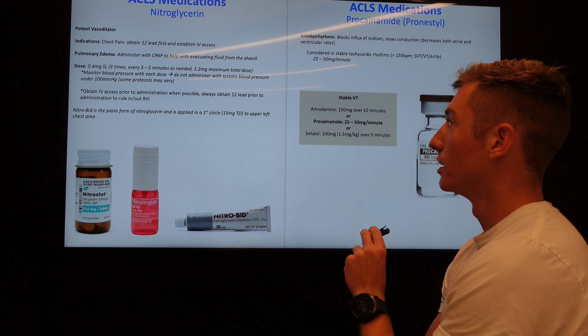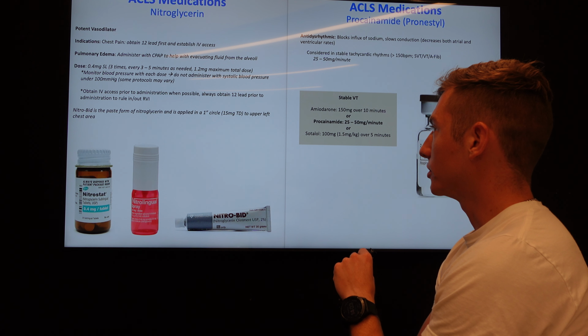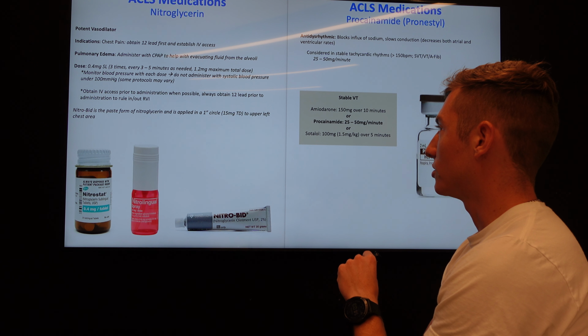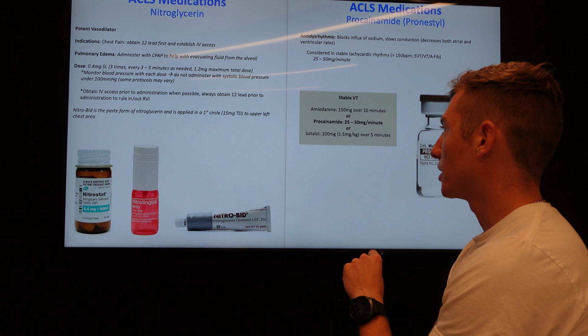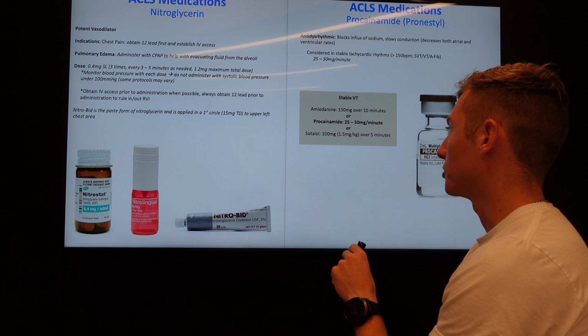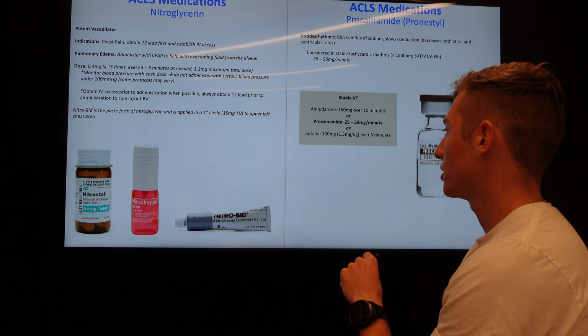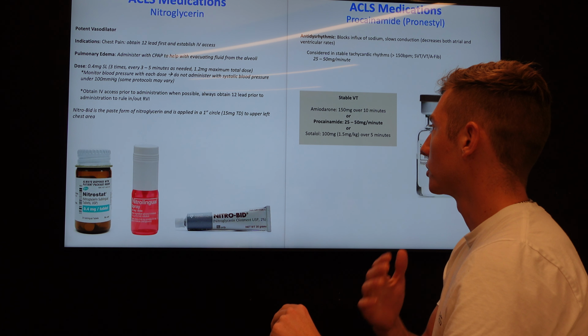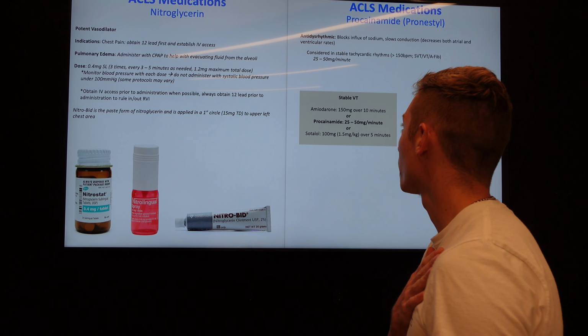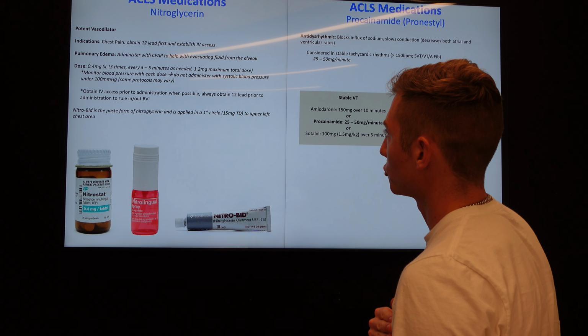Some protocols can vary. So yeah, obtain IV access, 12 lead. Nitro-Bid is the paste form, and apply a 1-inch circle, 15 milligram transdermal, upper left chest. Interesting. Upper left chest. That's cool. I didn't know that. It doesn't even say the most important part.